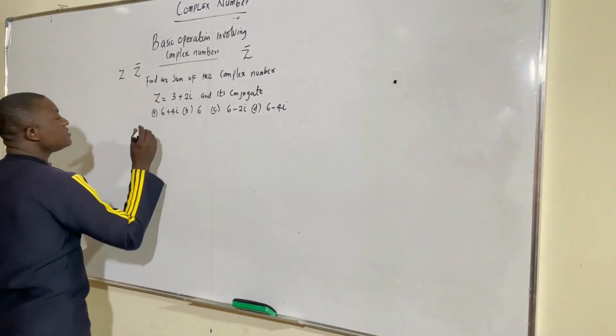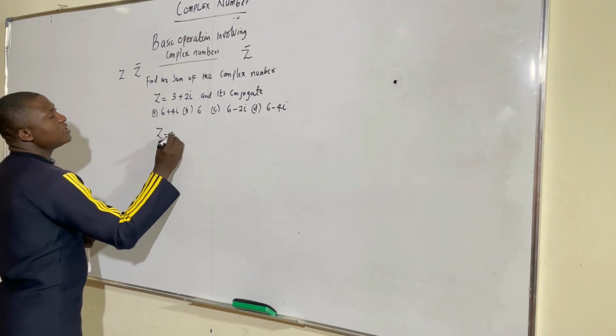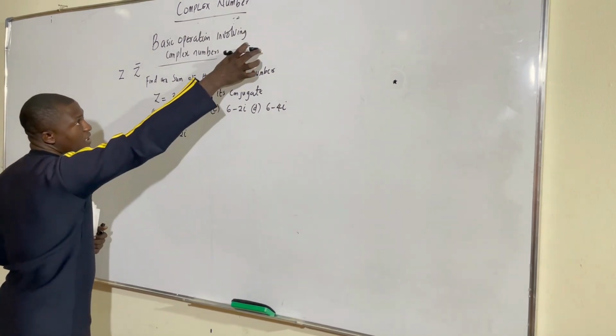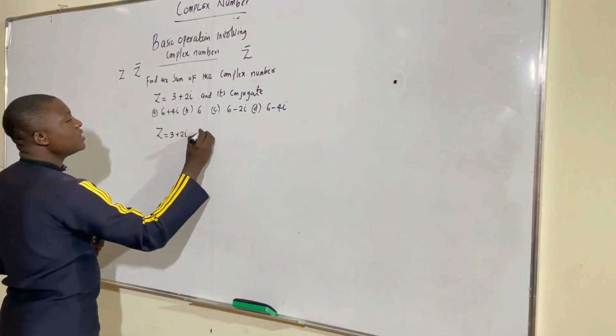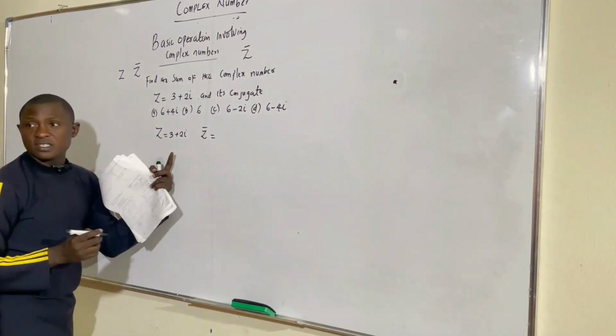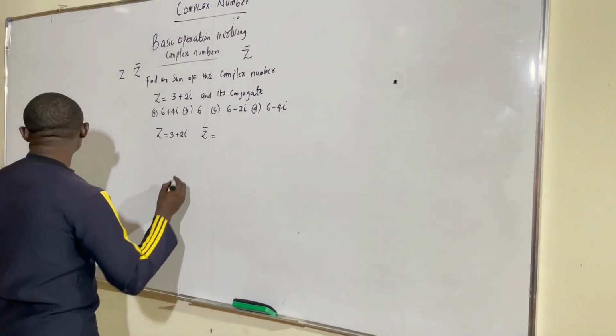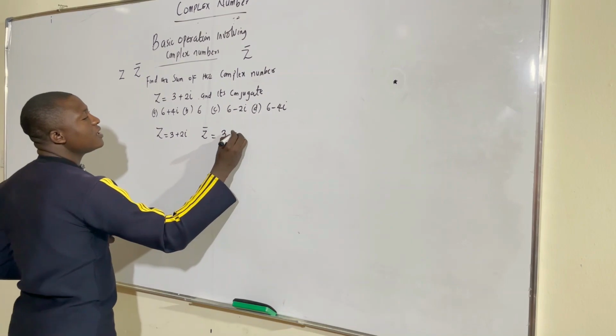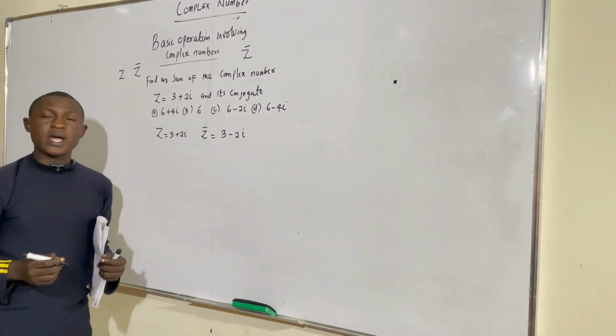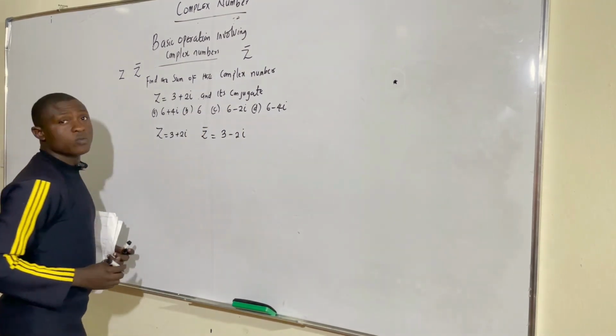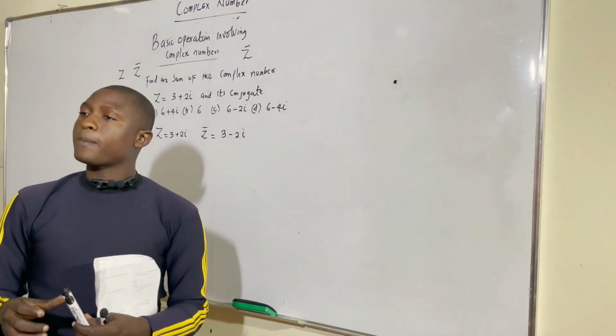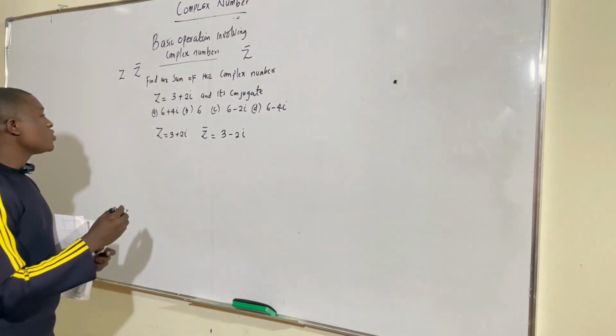So now, I was given z to be 3 plus 2i. I told you, you can use this notation to represent the conjugate. So that means the conjugate of this is going to be what? Yes, exactly. It's going to be 3 minus 2i. So now we are asked to find the sum. When we are asked to find the sum, what does that mean? It means to add them together. So let's add them now.